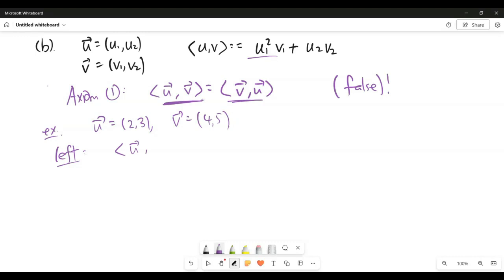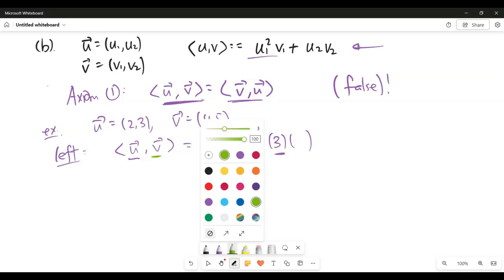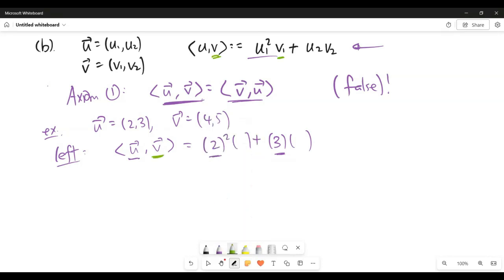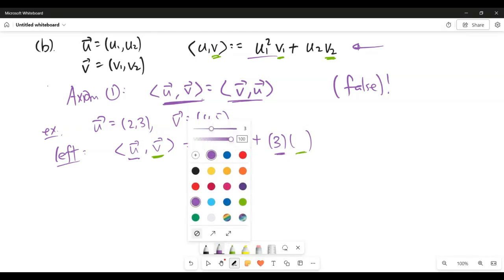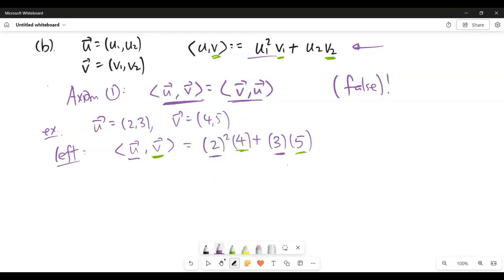So let's try the left. When you do these calculations, I'll follow the formula given above. So for the first vector u, the u1, u2 are here, so I fill in the blanks, the 2 and 3. And regarding the second vector v, that's the second spot here, so v is 4, 5, right? So you can do this calculation. You will see that the answer is 31.